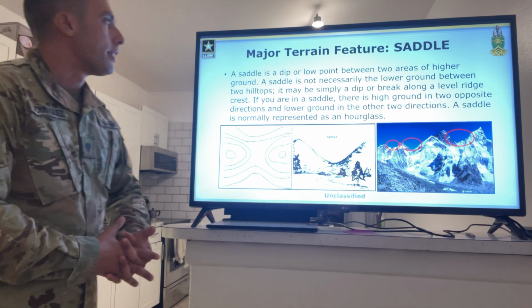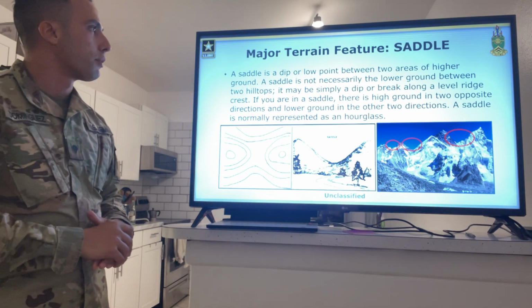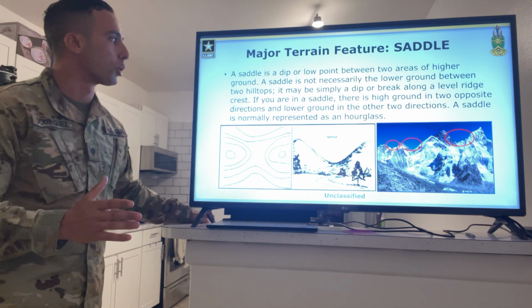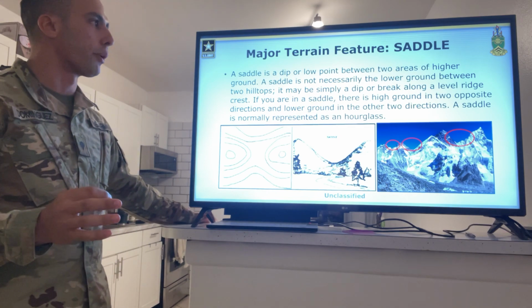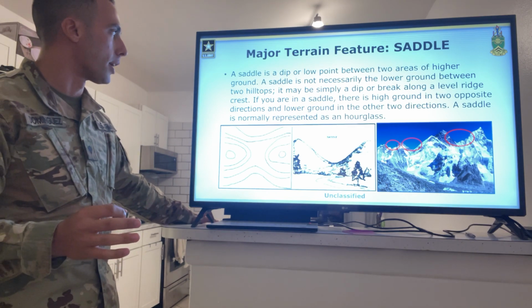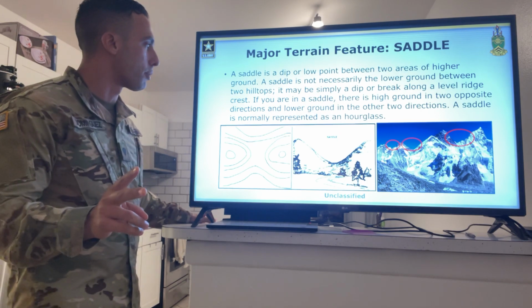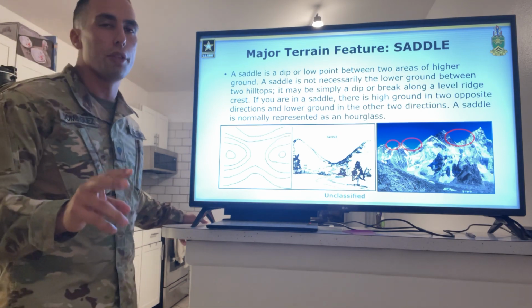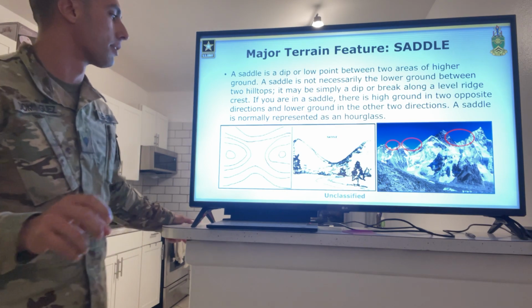A saddle is a dip or low point between two areas of higher ground. A saddle is not necessarily the lower ground between two hilltops though. It may be simply a dip or break along a level ridge crest. If you are in a saddle, there is high ground in two opposite directions and lower ground in the other two directions. A saddle is normally represented as an hourglass.